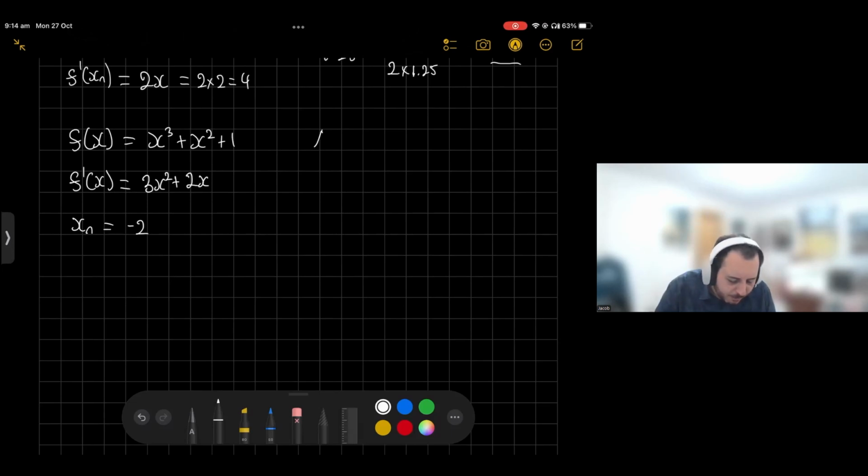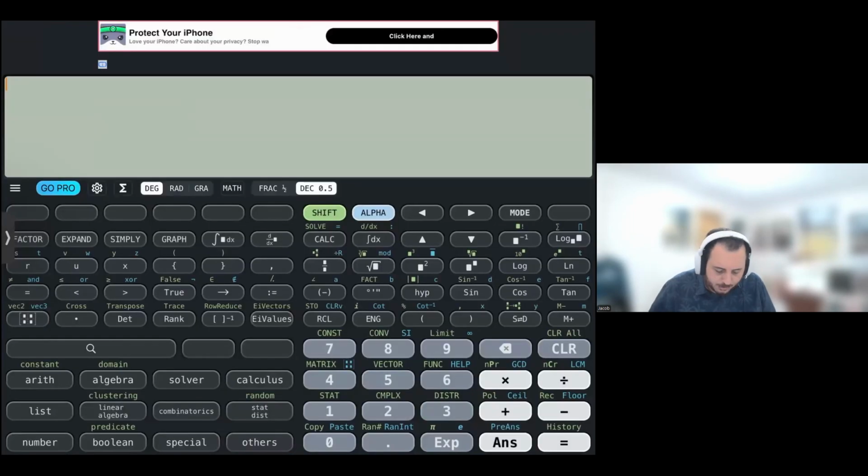And then I'm going to write answer minus (answer to the power of 3, plus answer to the power of 2, plus 1), and I'm going to divide it by 3 times the answer squared plus 2 times the answer. That's what I need to write into my calculator. And so let's do that now. I'm going to start with minus 2. It's going to be my guess.